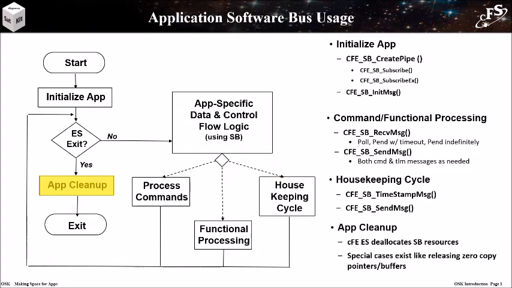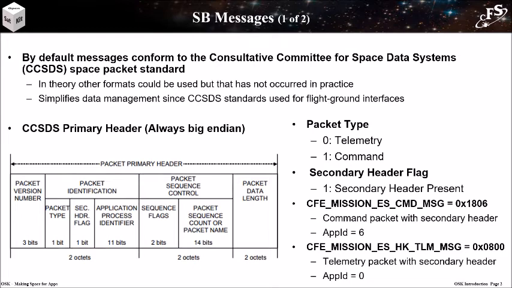Usually no software bus processing is required when an app is about to exit. However, there are some rare cases when releasing a zero copy pointer or buffer may be required. By default, the CCSDS space packet standard is used for messages.